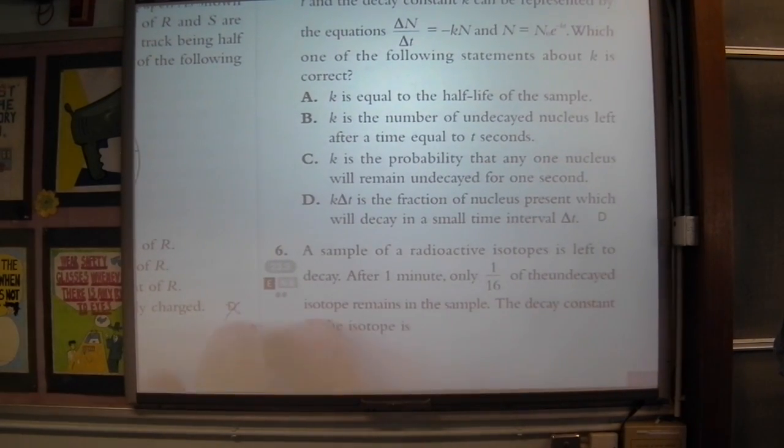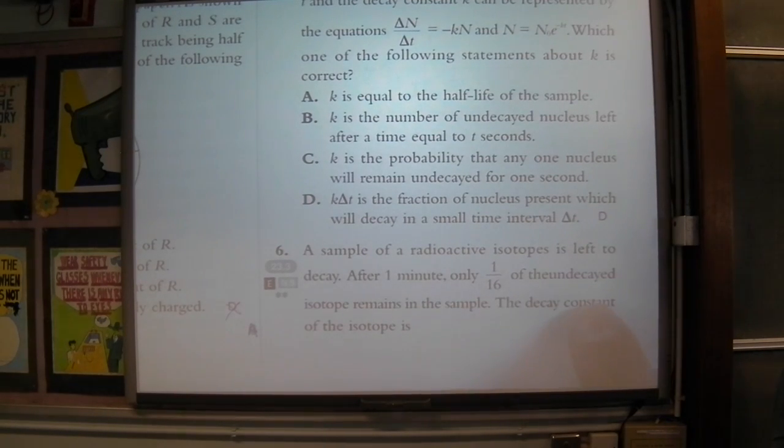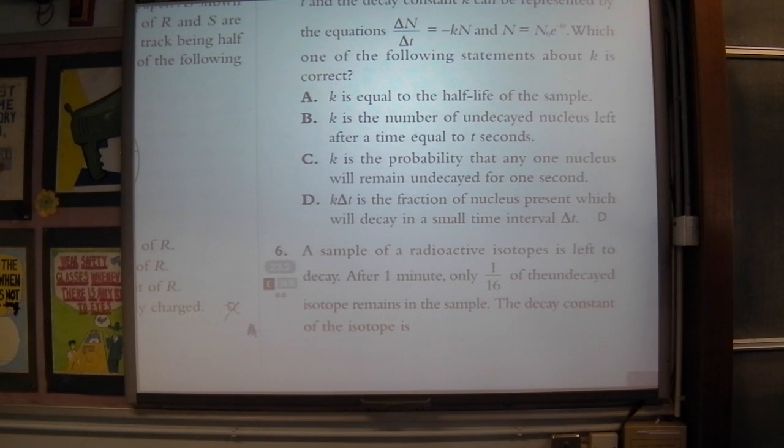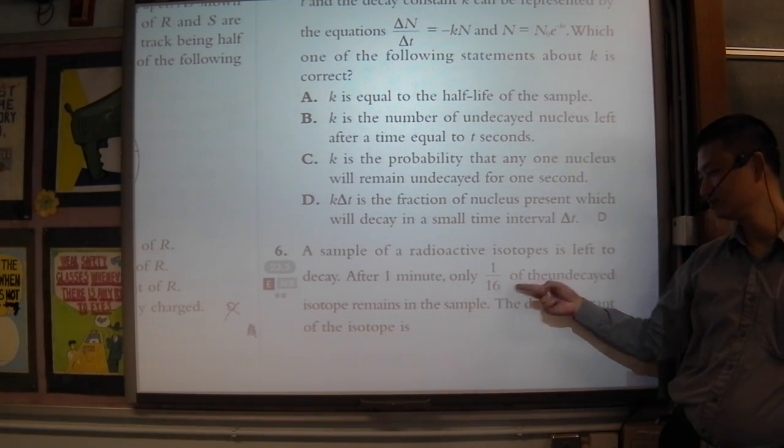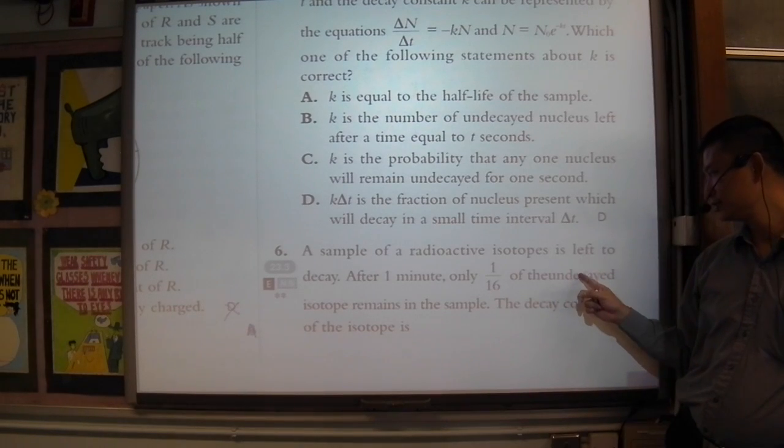Question number 6. A sample of a radioactive isotope is left to decay. After 1 minute, only 1/16 of the undecayed isotope remains in the sample. The decay constant of the isotope is? How to calculate? Now we know that after one half-life, it becomes half. After 2 half-lives, it will become a quarter. 3 half-lives will become 1/8, and 4 half-lives it will become 1/16. So as a result, the radioisotope has undergone 4 complete half-lives in order to have only 1/16 remaining. And this is equal to 1 minute.